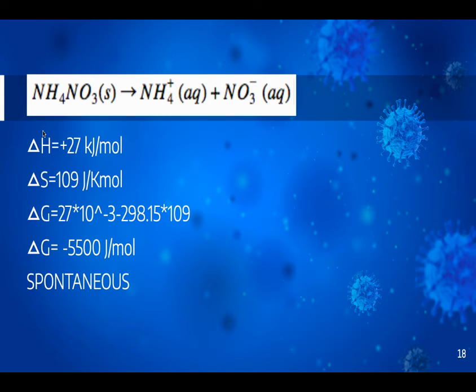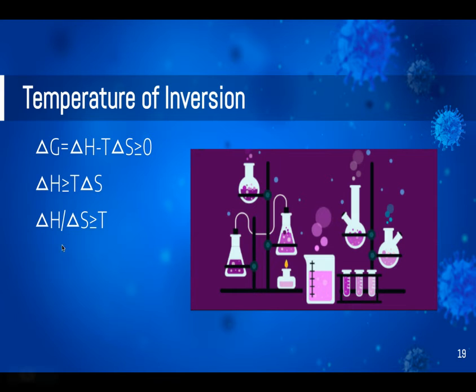Here we just did our basic steps. We were given our enthalpy and entropy. We plugged this into our equation, and the delta G value is equal to negative 5,500 joules per mole. Since it's negative right here, we know it's spontaneous and that the reaction will proceed.